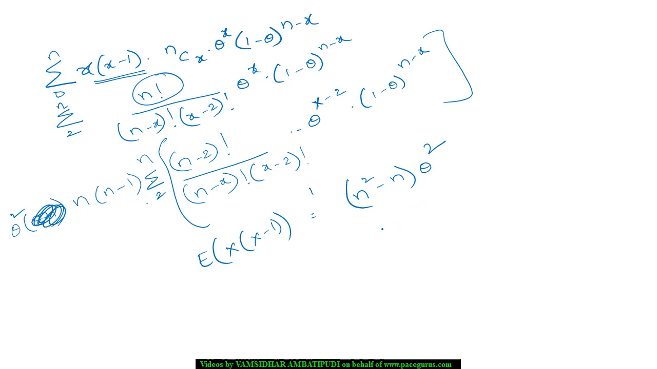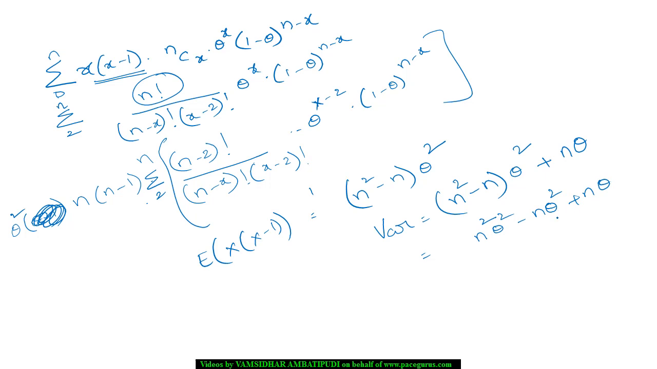Now I can very well write the variance as nothing but expected value of x into (x minus 1), (n squared minus n) into theta squared, plus expected value of x, which is n theta, which we have already got. So this is becoming n squared theta squared minus n theta squared plus n theta. So this is becoming, if I take out one theta, let me take n theta out.